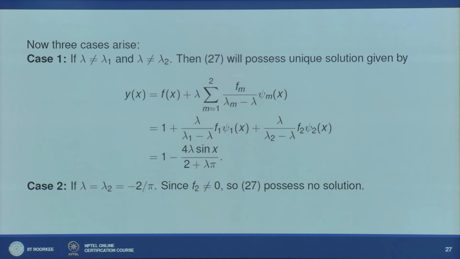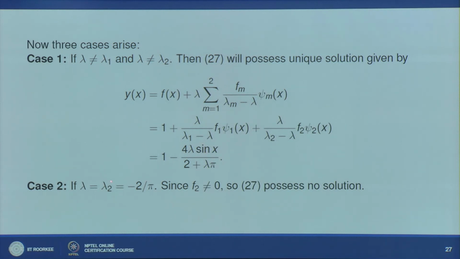In this case you have y(x) equal to f(x) plus lambda, sum over m equal to 1 to 2, of f_m psi_m(x) divided by (lambda_m minus lambda). So writing f1 and f2, you can get the solution like this. So in the case when lambda is neither of these eigenvalues, you can write y(x) as this.